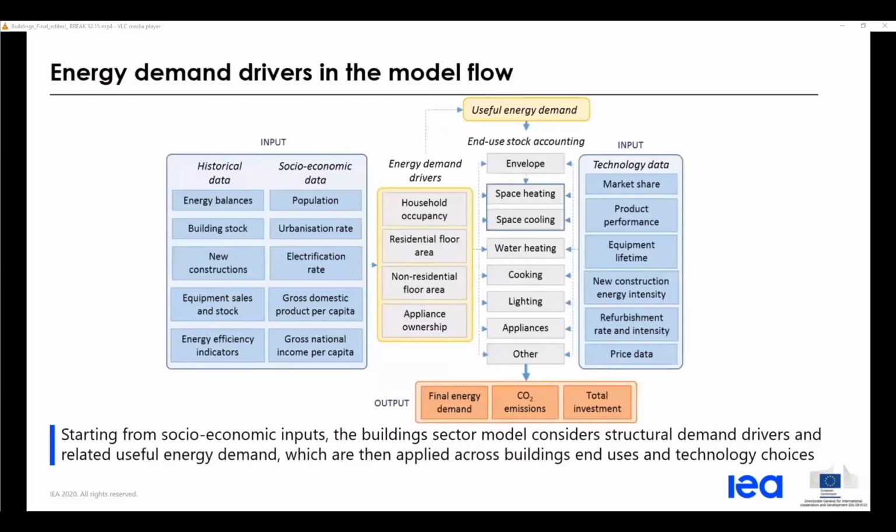As mentioned earlier, one important step of the modeling process is to define energy demand drivers, as they play a key role in describing energy consumption patterns in energy models. Thus, it's crucial to define the best proxy to describe past trends and possible future ones.